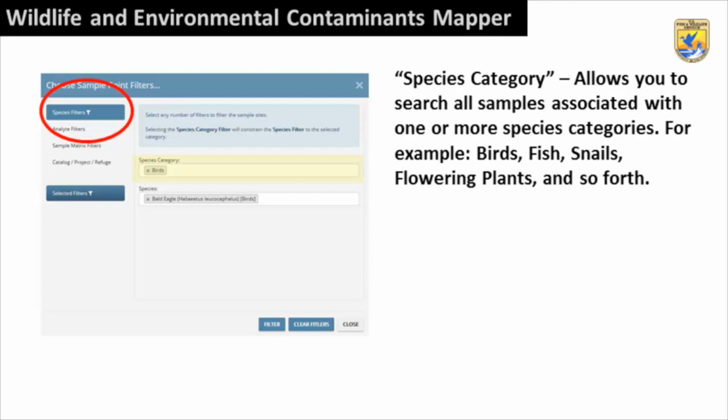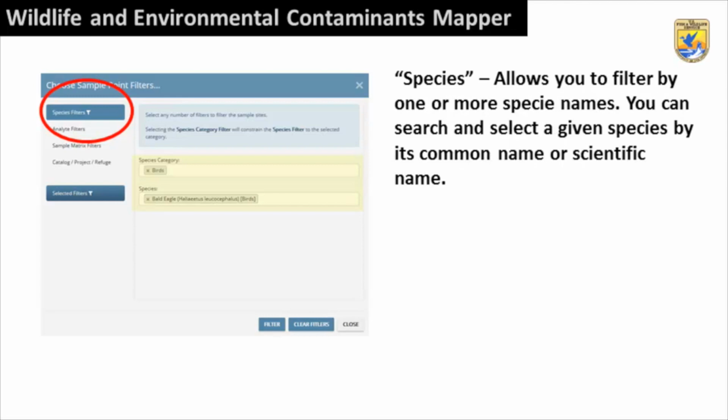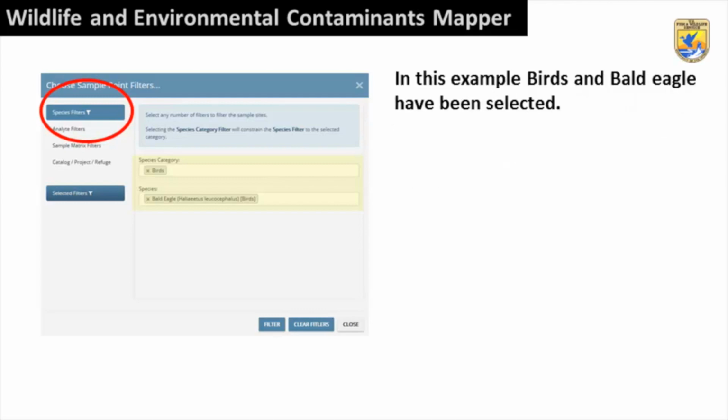Species Category allows you to search all samples associated with one or more species categories, for example, birds, fish, snails, flowering plants, and so forth. Species allows you to filter by one or more species names. You can search and select a given species by its common name or scientific name. In this example, birds and bald eagle have been selected.